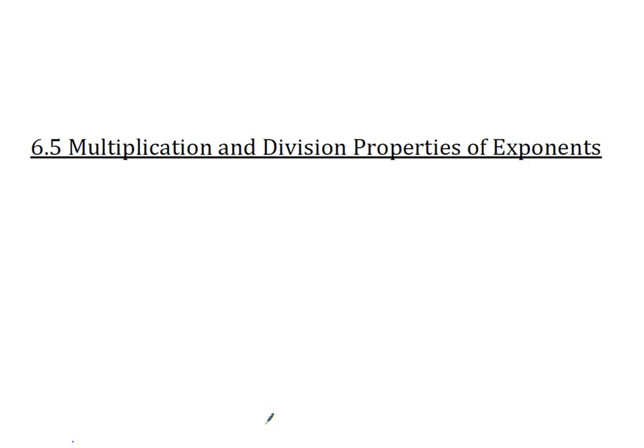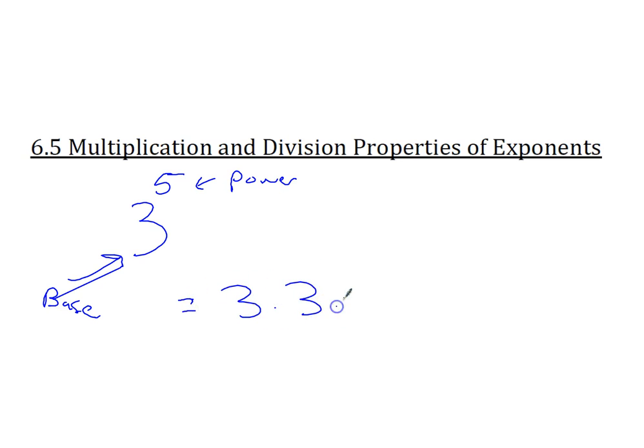Hello, pre-algebra students. Yesterday we talked about what an exponent is, and just to review, we have 3 to the 5th as the example we talked about yesterday. We call 3 our base, and 5 is going to be our power or our exponent. What an exponent represents is repeated multiplication. So when I have 3 to the 5th, that means 3 times 3 times 3 times 3 times 3.